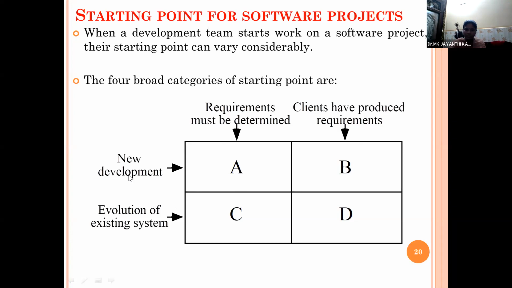Say your project is a new software project, and the requirements must be determined. You should determine that, because if it is a fresh project, you should write down all the requirements. And the clients have produced requirements. If you got the requirements from the clients, then we can start from B. Or evolution of the existing project: the project already exists, and you are going to modify it with advanced features. Then we can go for C. And evolution of the existing project, and clients have produced the requirements: the project is available and we need some advanced feature. In that case, we can go for option D. So this is the starting point we should consider before developing any project.